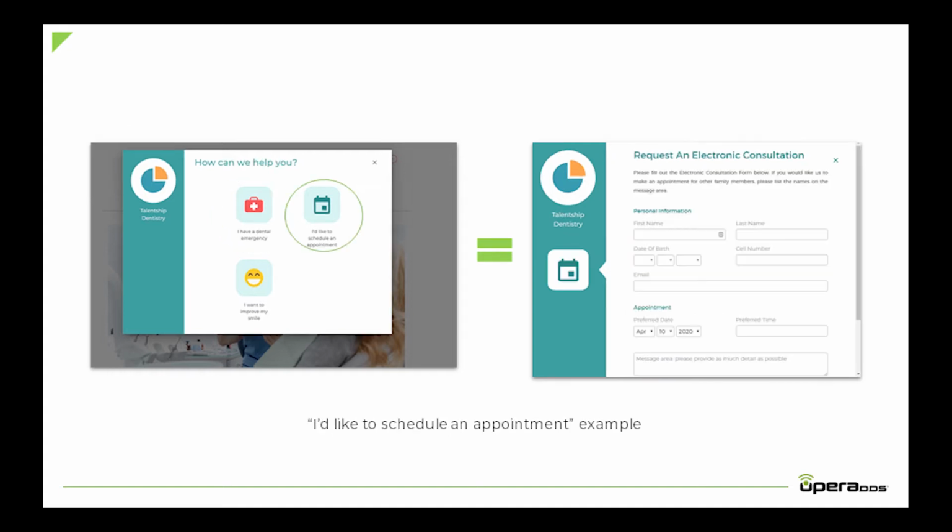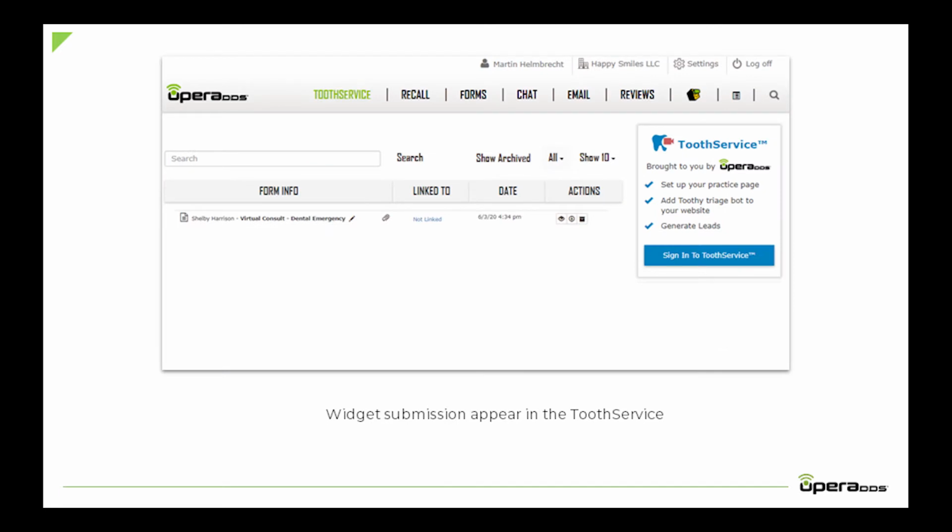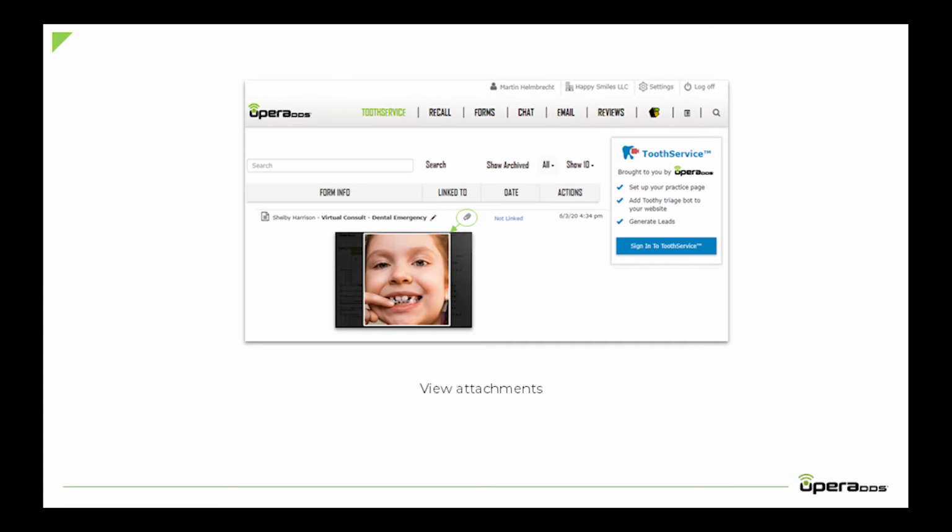The next option is I'd like to schedule an appointment, which allows the patient to request an appointment from your office. The third option is I want to improve my smile, which of course is for those who are looking to have cosmetic work done, such as a brighter smile. All submissions through the widget will appear in your completed forms and your ToothService tab along with their attachments.